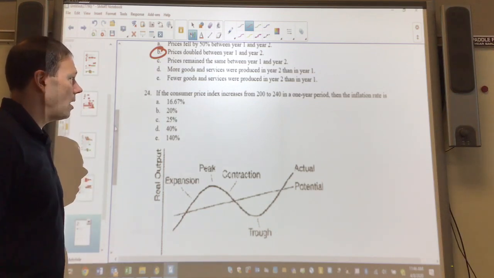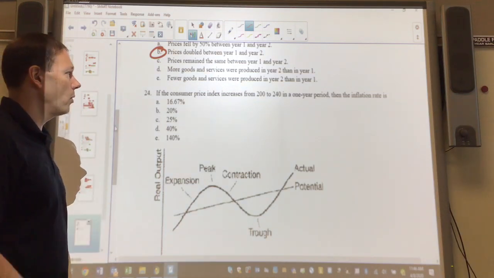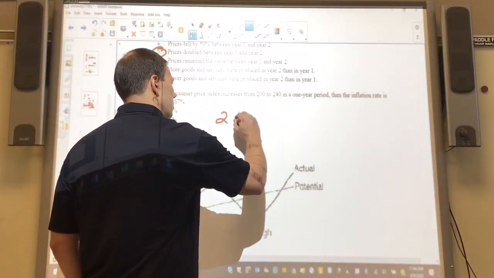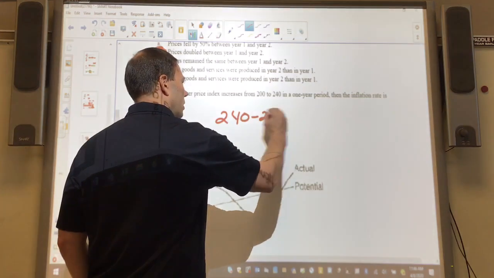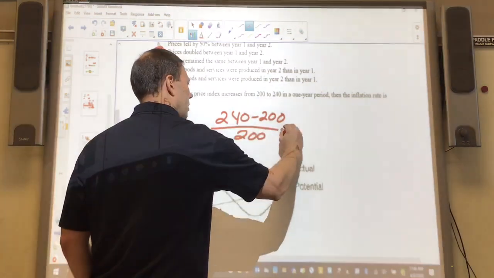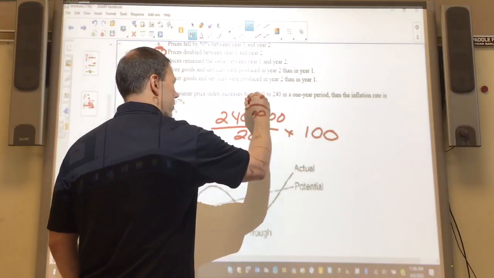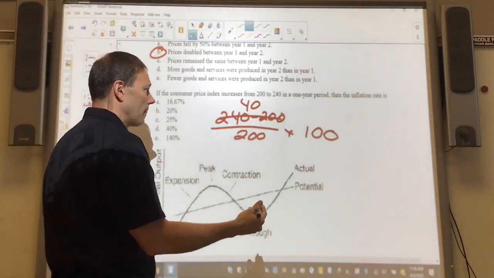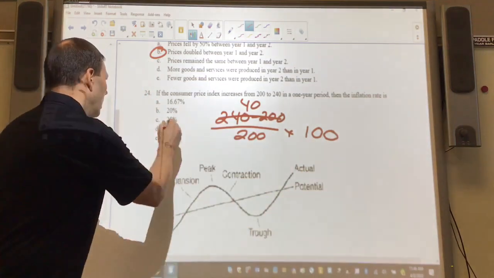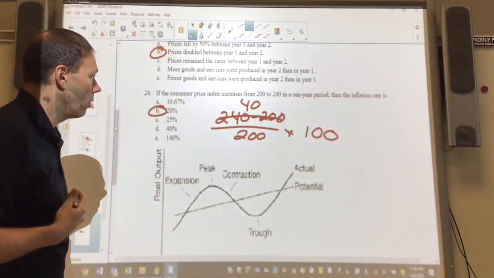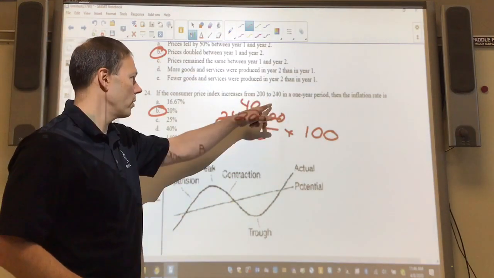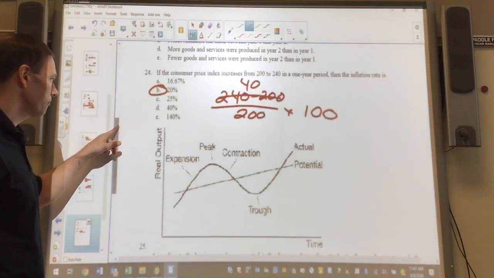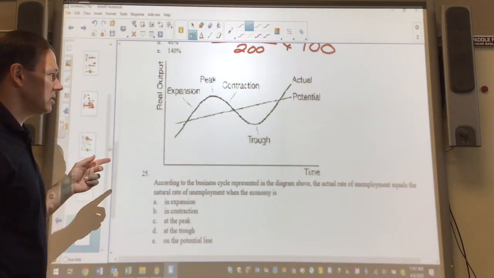Number 24, the CPI increases from 200 to 240 in a 1-year period. So this is the year 2 minus year 1. So 240 minus 200 divided by 200 and then times 100. So math that out. You get 40 divided by 200, which is 0.2, and then times 100. And so number 24 should be 20%. Or I would just look at it as prices went up by 40. 40 is 20% of 200, whichever one makes the most sense. So 24 is B.